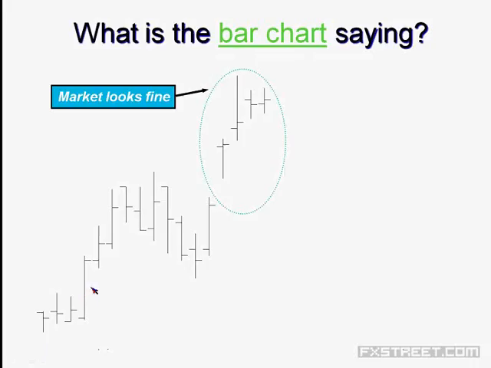Now, here's a quick example I want to show you of a bar chart. And my question is, what is the bar chart showing you? First thing it's showing you is the market is trending up. Everyone can see that the market makes a higher high, then a higher low, and then finally pushes further higher. But what else can you see? What do you see in the green circles? If I can just get a quick point.